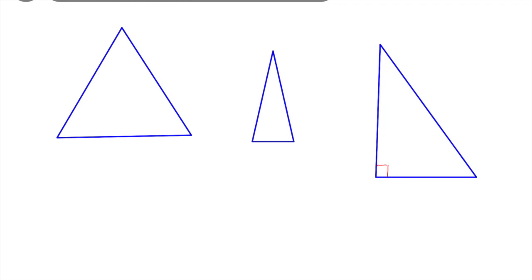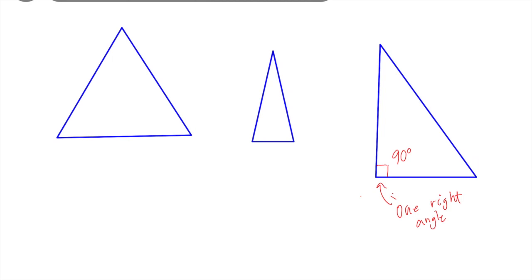So let's start with a right triangle. We know that in a right triangle, there is one right angle, and that small little box in the corner shows us that it's a right angle. And we know that that angle measure is 90 degrees. Okay, so we know that about a right angle.